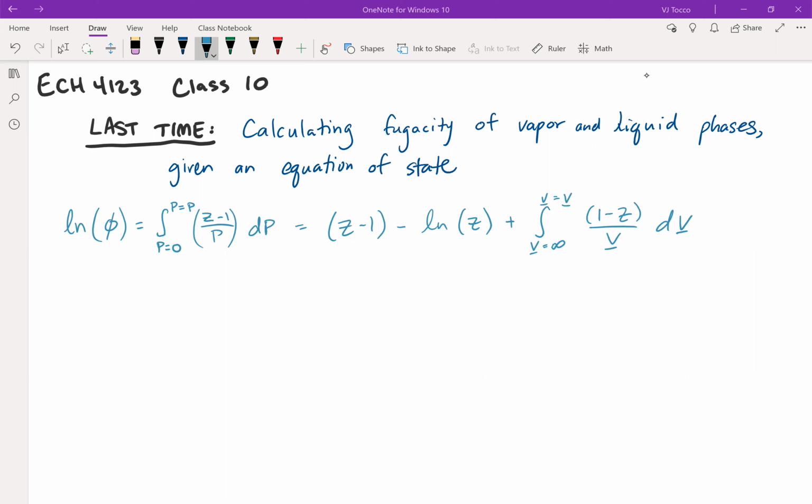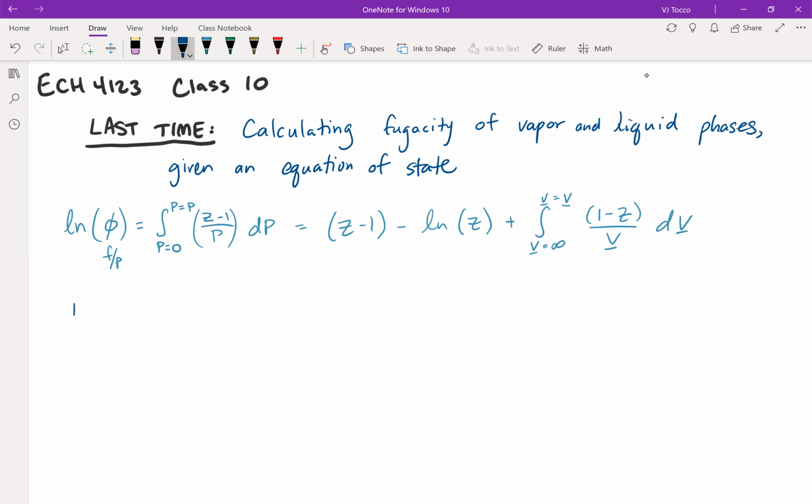So ln of phi is again F over P. And you would apply whichever one of these would make the most sense for your equation of state, or whichever one was easiest to calculate. Today what we'll discuss is how to calculate the fugacity if you don't have an equation of state.